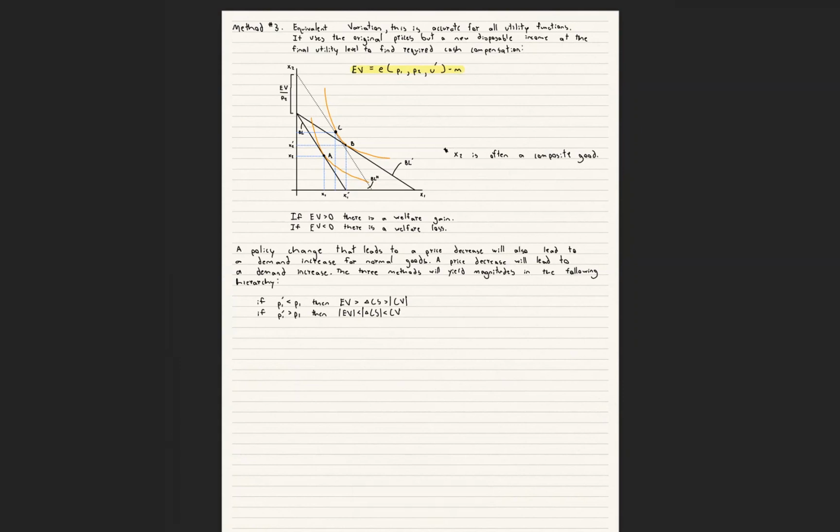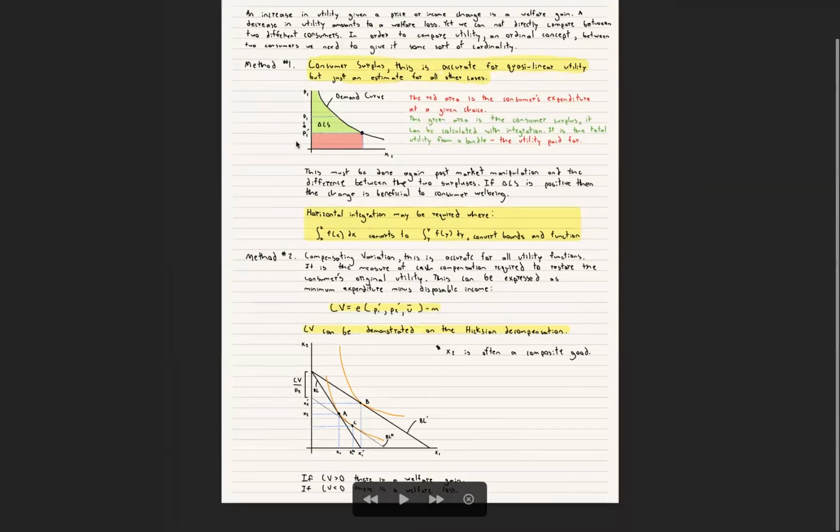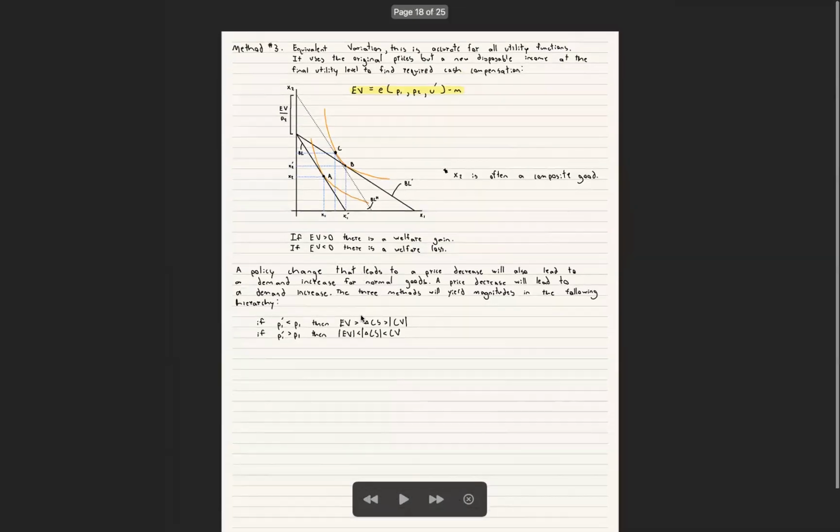And basically, any policy change that leads to a price decrease will also lead to a demand increase for normal goods. A price decrease will lead to a demand increase, and a price increase will lead to a demand decrease. The 3 methods will yield magnitudes in the following hierarchy. This was also something to understand, just the relationship between the 3 methods. Of course, your method number 1, consumer surplus, can only be used for quasi-linear functions.